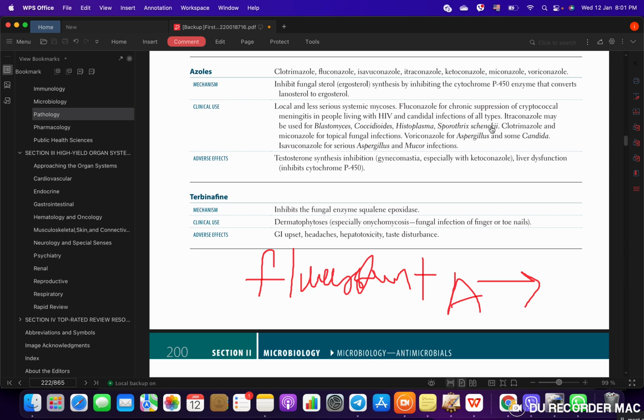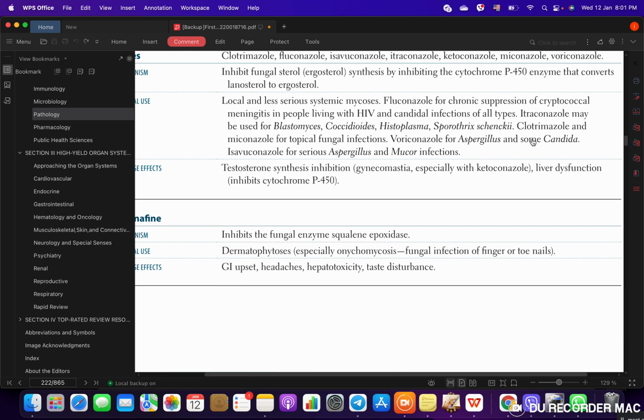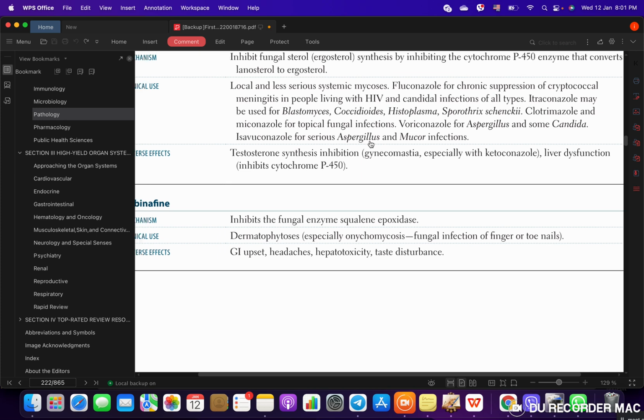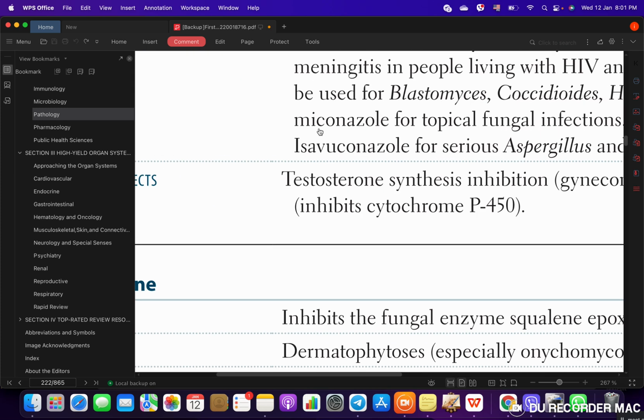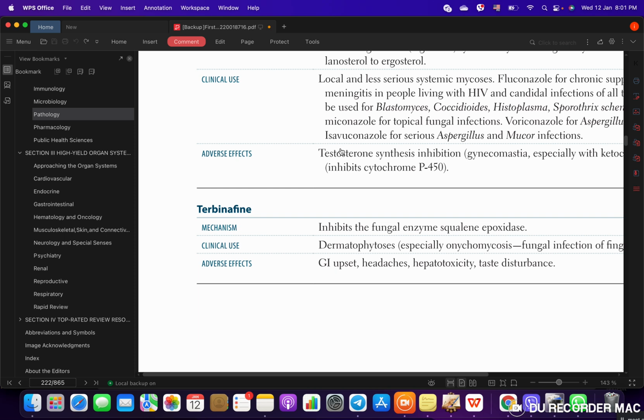Sporothrix schenckii, we can use it against these as well. Remember, the cigar-shaped organism. Clotrimazole and miconazole for topical fungal infection. And voriconazole for aspergillosis and some candida. The weird-looking drug, isavuconazole, or "I save you" conazole, I save you. So isavuconazole is saving us from serious aspergillus or mucor infection.